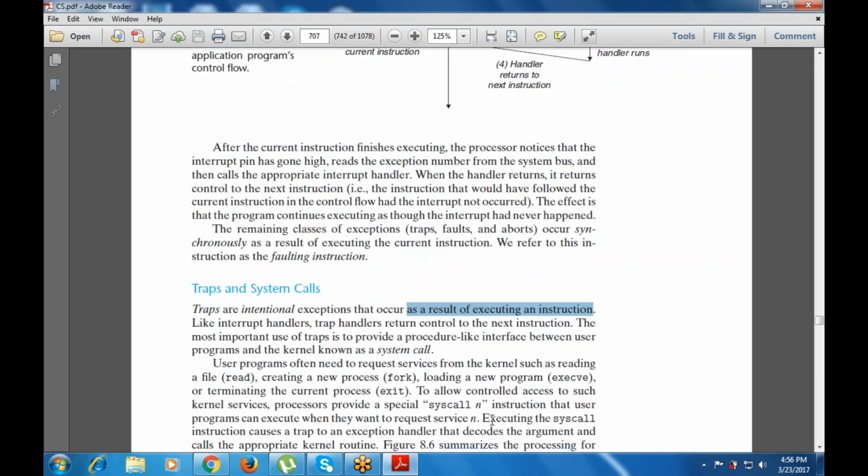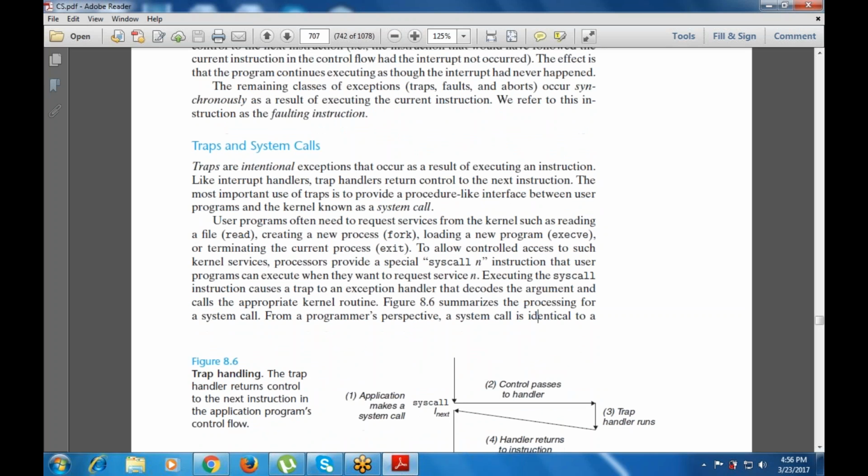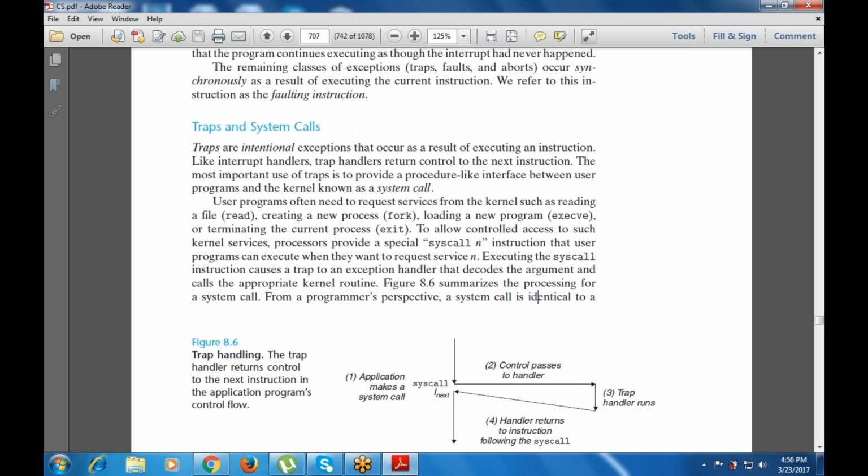To allow controlled access to such kernel services, the processor provides a special system call instruction that user programs can execute when they want to request a service. And here we are also summarizing the process for a system call. From a programmer's perspective, a system call is identical to a procedure call.